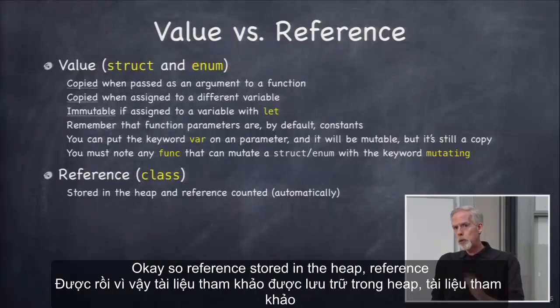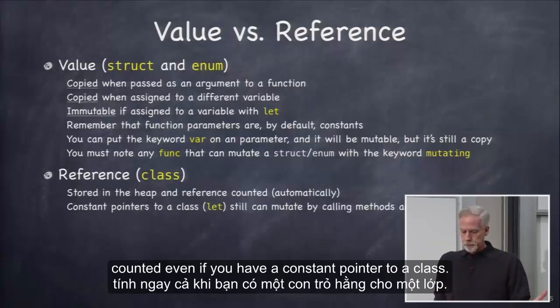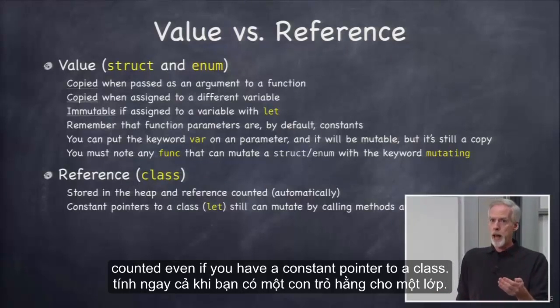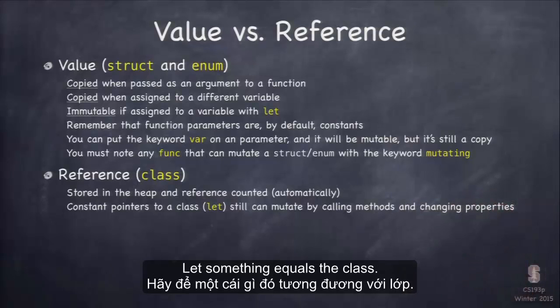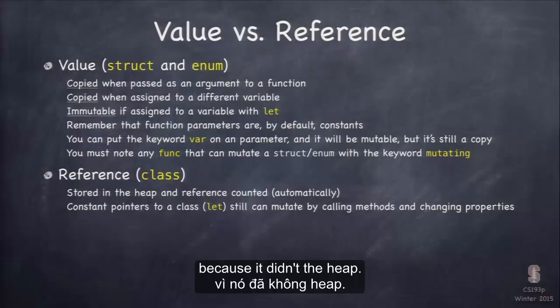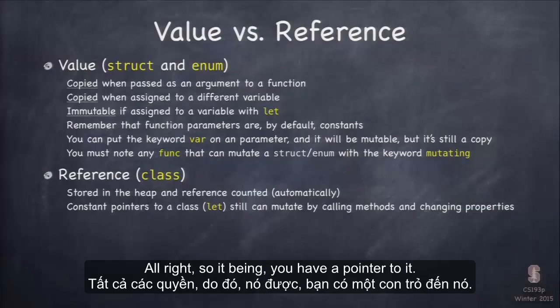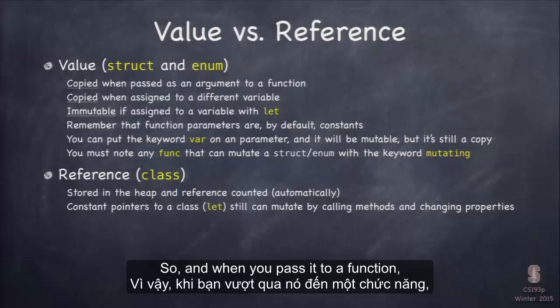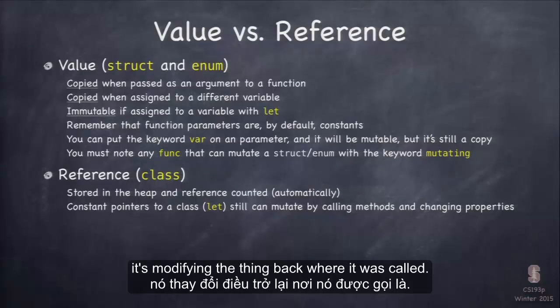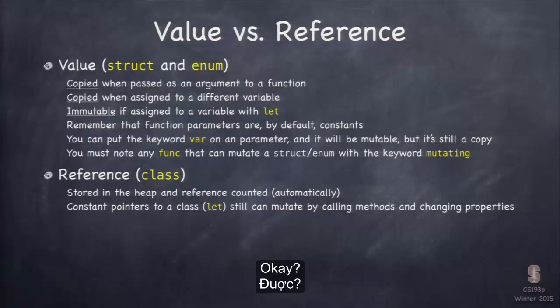So a class is a reference, stored in the heap, reference counted. Even if you have a constant pointer to a class, let something equal the class, you can still send messages to that thing that can mutate it because it's in the heap. So you have a pointer to it, and when you pass it to a function, you're passing a pointer to that thing. So if the function modifies it, it's modifying the thing back where it was called, okay?